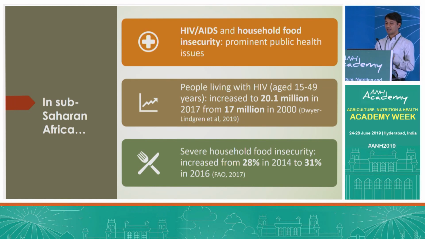So what we find is that in Sub-Saharan Africa, HIV/AIDS and household food insecurity are the major public health issues. And when they coexist with each other, the consequences are more severe. What we have seen from the literature is that the number of people living with HIV has increased to more than 20 million in 2017 from 17 million in 2000. Similarly, severe household food insecurity has also increased from 28% in 2014 to 31% in 2016.